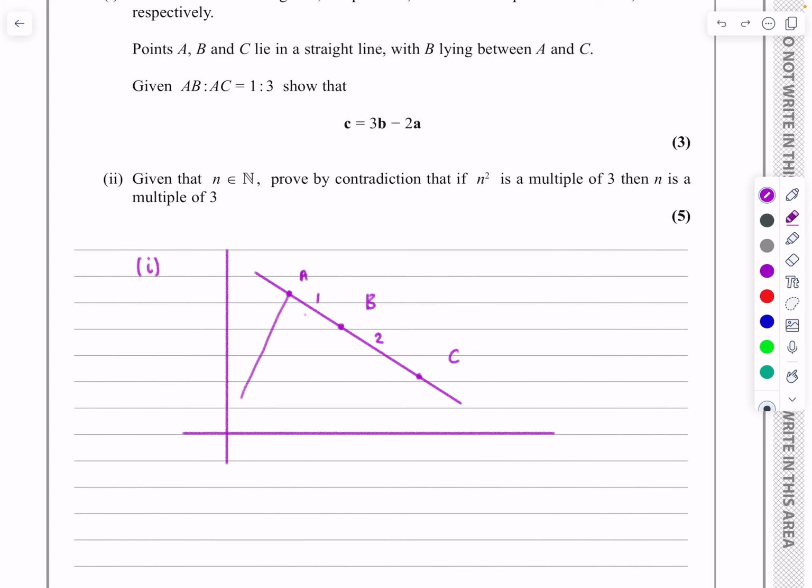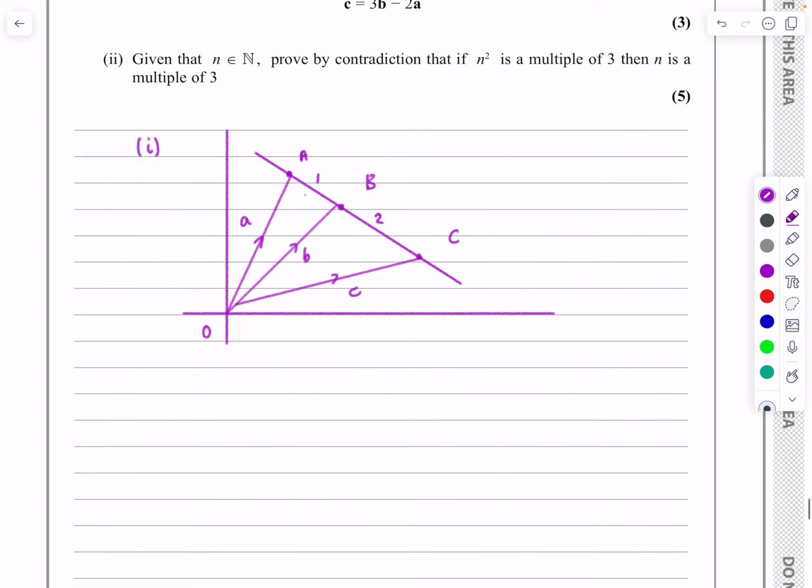So we've got that then, if that's the vector OA, and that's the vector OB, and that's the vector OC. Okay, right, so what am I going to do with this? What I would quite often do with these vector proof things is try and get a vector written in 2 different ways. I'm going to choose to do AC.